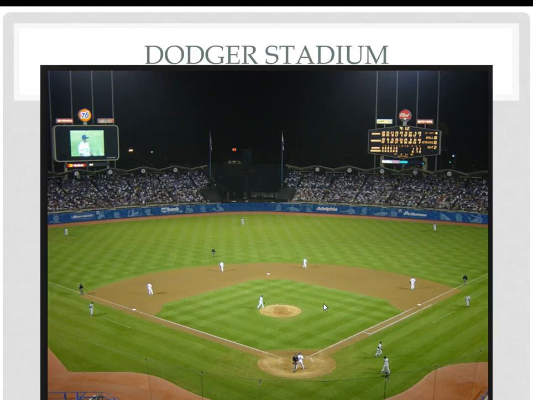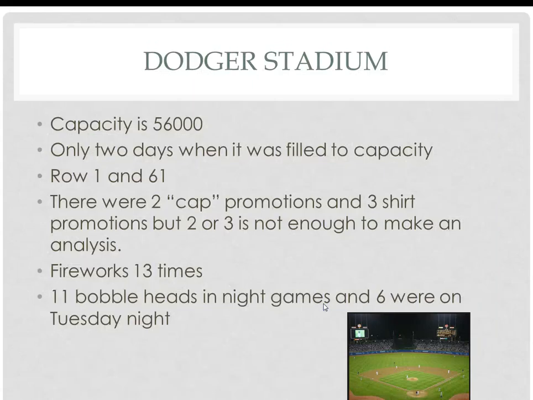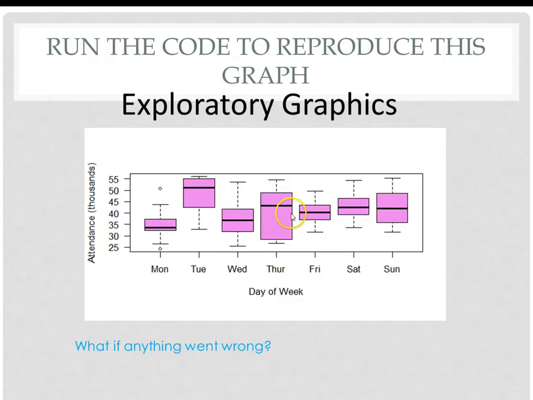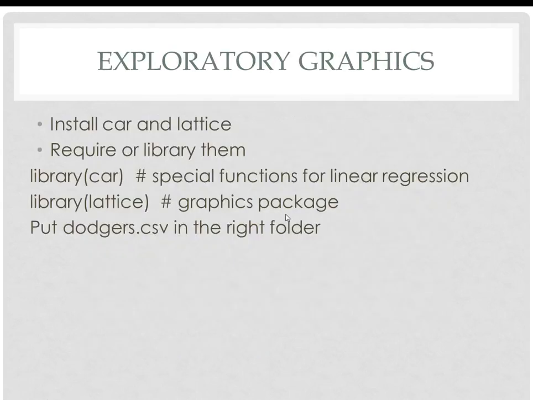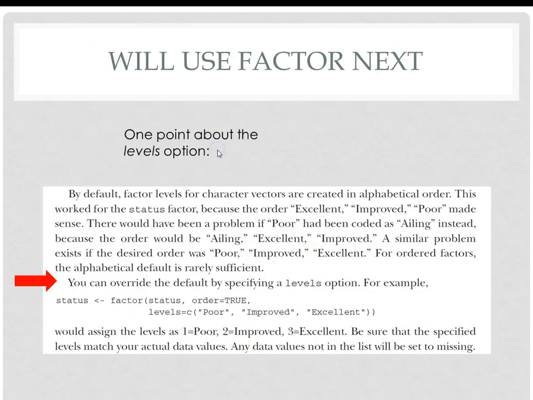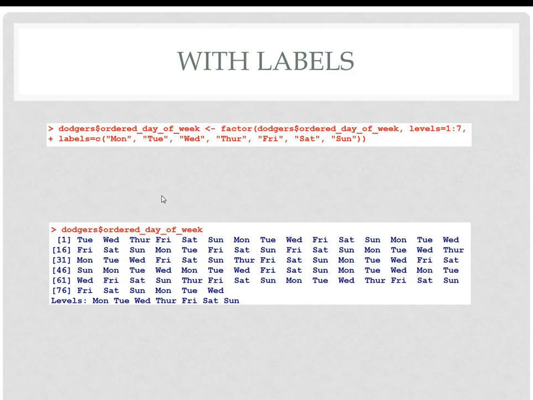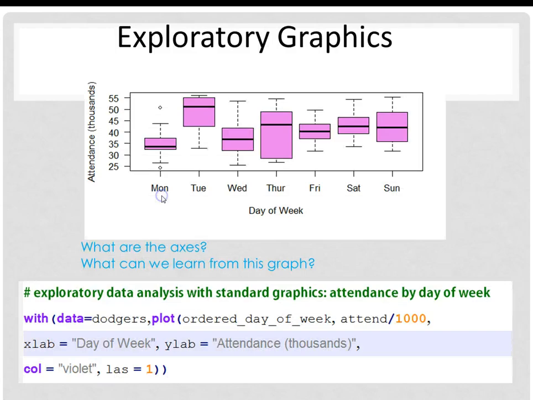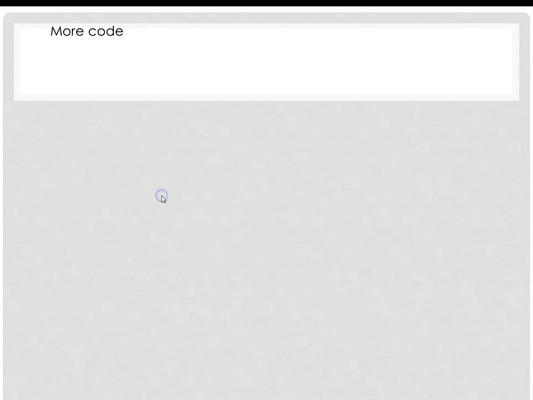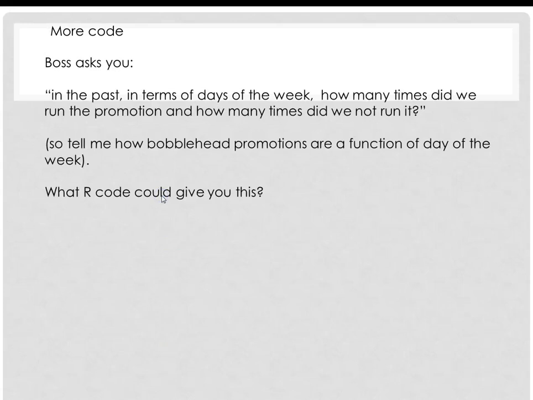This is Dodger Stadium. The capacity is 56,000. We did some exploratory graphics. We saw days of the week versus the attendance. We installed some additional packages. Okay, now let's go to here.